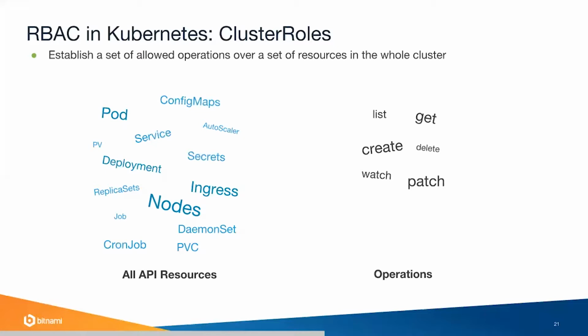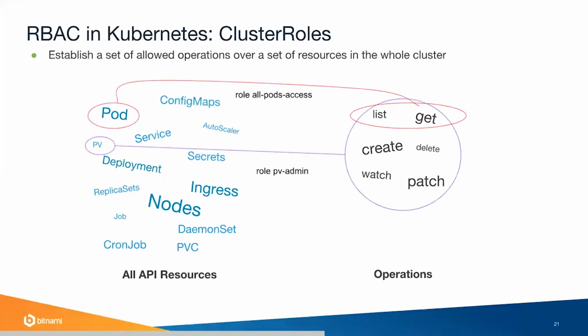So as you can see, right now this is more about what it can do. The lack of a role means that it cannot do. So in order to do that, there's a ClusterRole Kubernetes API object, and it's exactly the same. It's just connecting operations to API resources, but in all namespaces. For example, all pod access, or for persistent volumes, you can do everything for persistent volumes, which are in all namespaces.